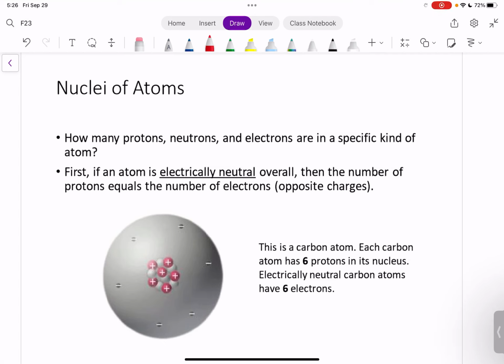In this video, we're just going to dive a little bit deeper into the nuclei of atoms. So remember in the last video we said that the nucleus of an atom has the protons and neutrons, and then orbiting around the nucleus are the electrons. We also said that protons have a positive charge, specifically a positive 1 charge, and electrons have a charge of -1. And then that neutrons have no charge, or are neutral.